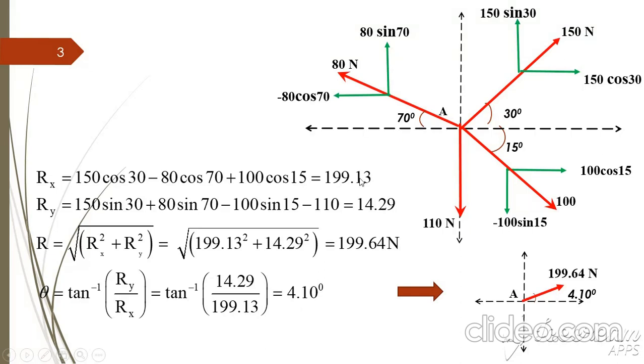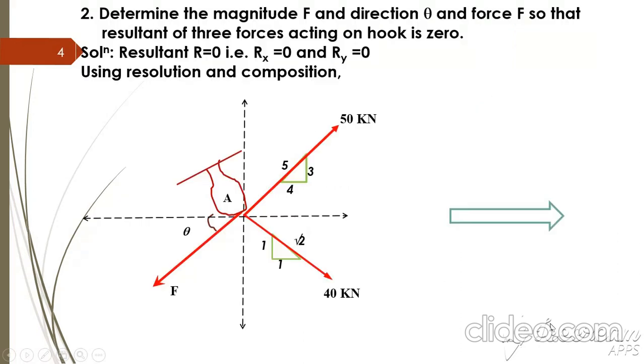Now, as Rx and Ry are both positive, the resultant force R is shown in the first quadrant, that is in the positive x direction and positive y direction, making an angle of 4.10 degrees with respect to the x-axis. So all the four forces will be replaced by this single force of 199.64 Newton in the first quadrant, making an angle of 4.10 degrees with respect to the x-axis.